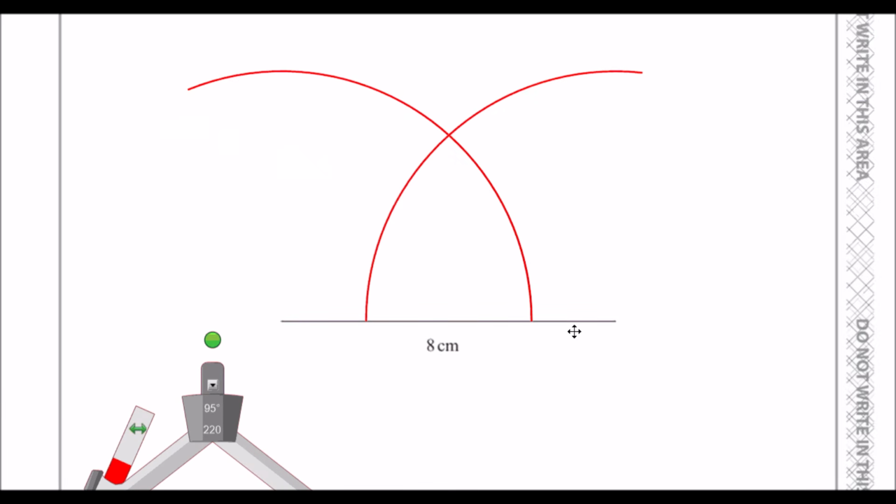centimeters away from the corner. So this point where they intersect is 6 centimeters from this corner and 6 centimeters from this corner. That's what we wanted. So we join it up down to the other corners. And there we have our triangle.